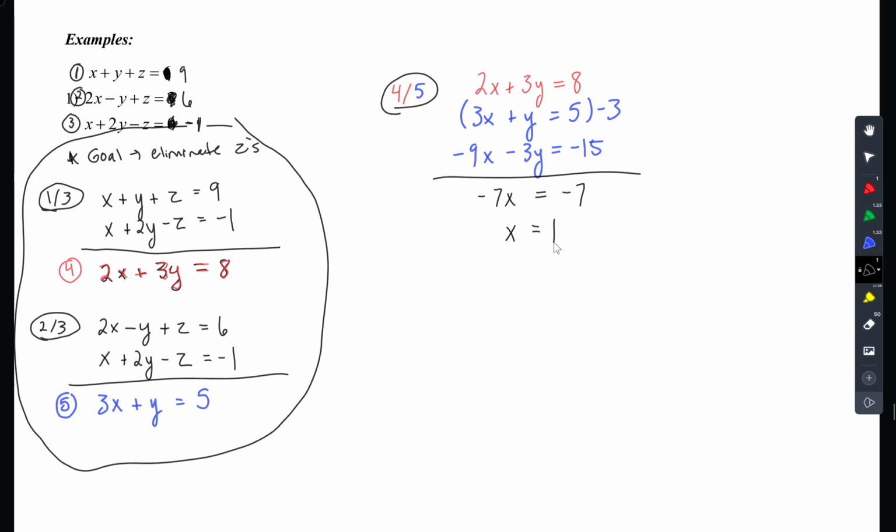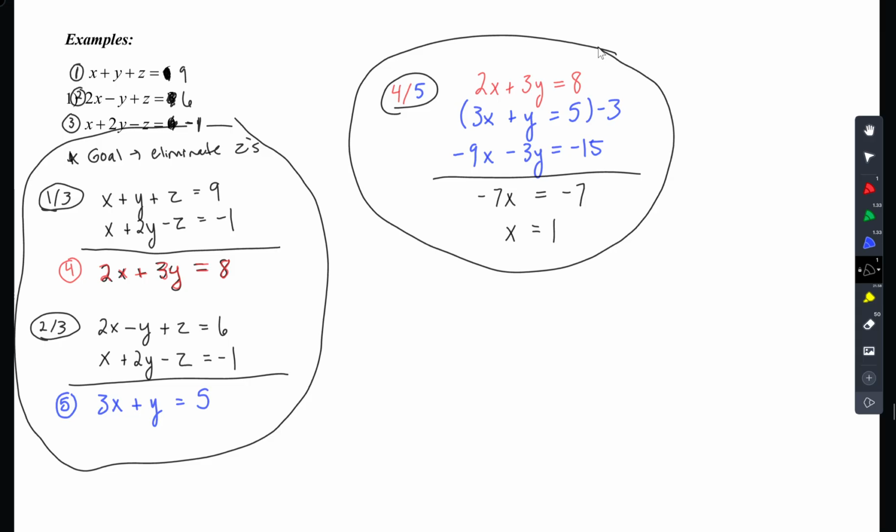All right, so that's the second big step, getting one of the variables. Now, the third phase of the problem is you need to get x, y, and z. So we've got to get all the variables. I've got my x. Now to get my y, I'm going to pick an equation with x and y in it, and plug into 4 or 5.